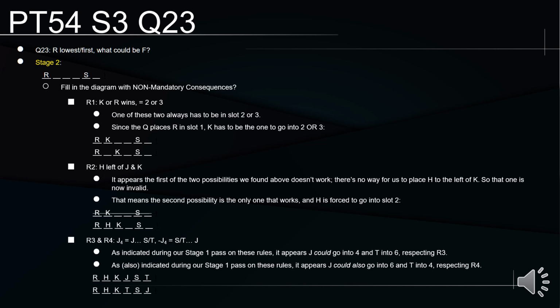Similar thing, just with Rule 4, when it comes to the bottom line. So on the very bottom line, you'll see we have RHK, which again came from our Rule 2 work. And then we threw J into the very back, into the most expensive slot, slot 6. And then we threw T into the fourth slot, and that seems to work out because now, according to Rule 4, if J is not fourth, S and T are both to the left of J, and that's been respected here.